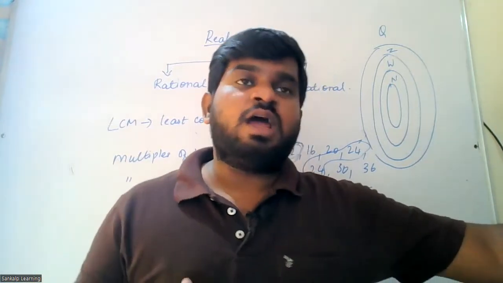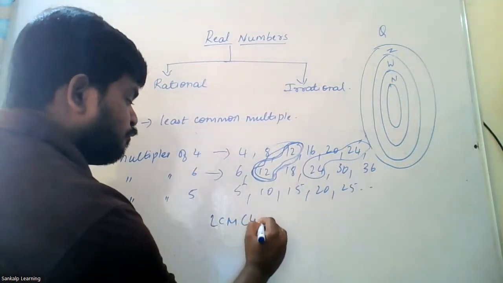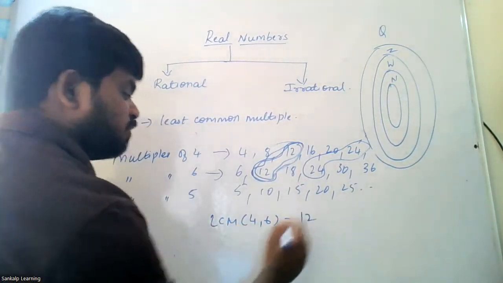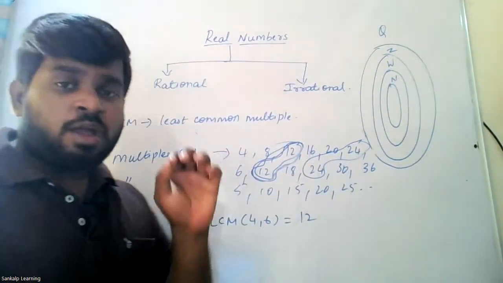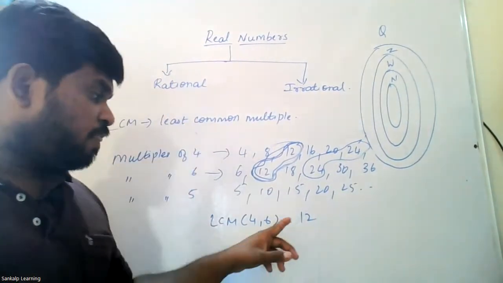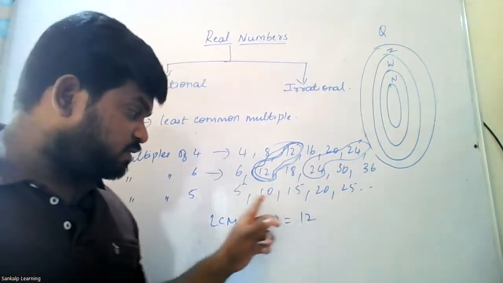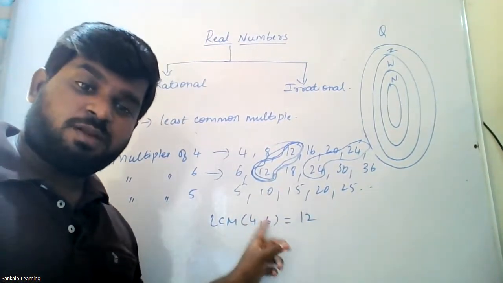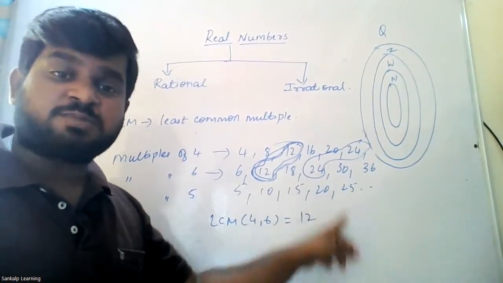In another word, I can also say like this: LCM of 4, 6 is 12, isn't it? In another word, I can also say it like this. Which is the smallest number that is divisible by both? 12, right? 12 is divisible by 4. It is also divisible by 6. Meaning 4 can divide 12, 6 can divide 12. This is the smallest number.